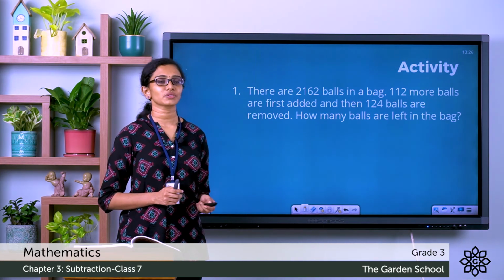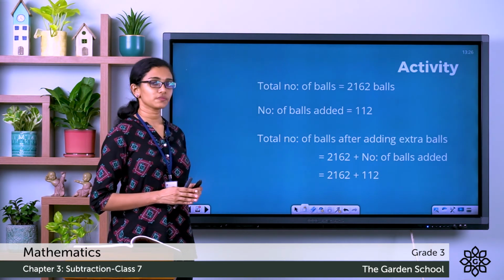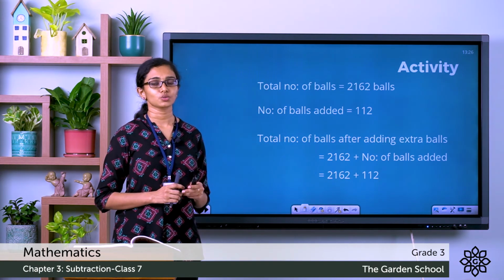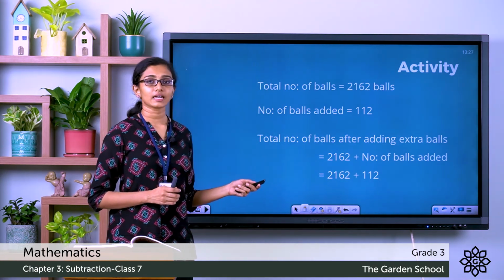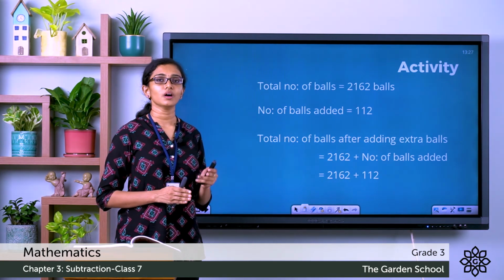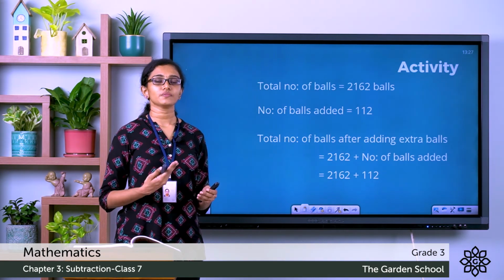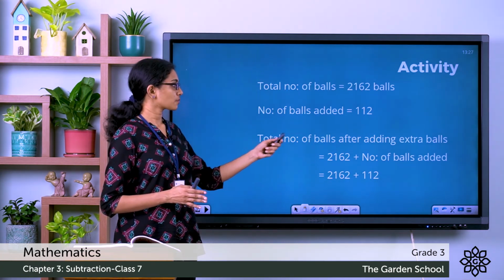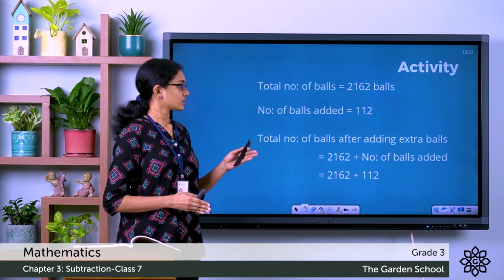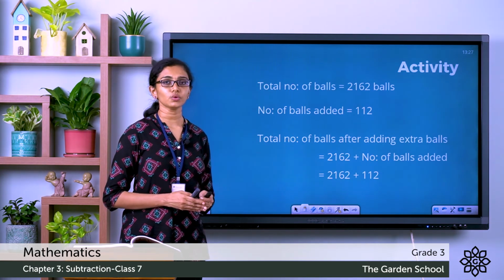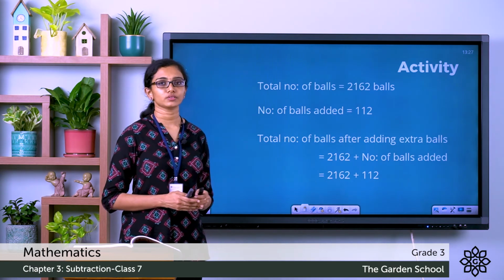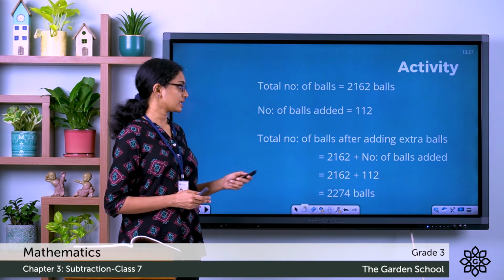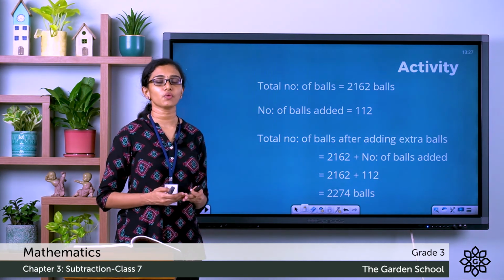Now let's see how we can solve this question. Let's write the steps first. The total number of balls in the bag is equal to 2162 balls. Now how many balls were added? Number of balls added is equal to 112. So after adding 112 balls, what is the total number of balls in the bag? Total number of balls after adding the extra balls is equal to 2162 plus number of balls added, that is 2162 plus 112, and it gives you a total of 2274 balls.